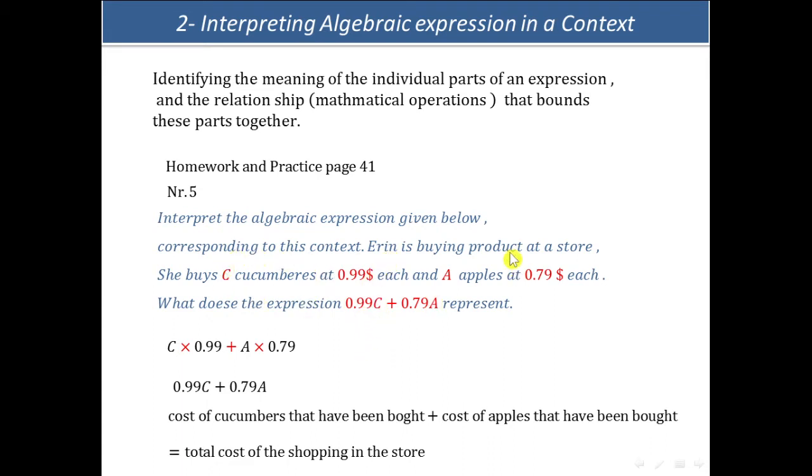So as you see from the context here, where are the actors, where are the parts of the equation? The context has C, and the money is 0.99, and A, also another actor, and the money. I have to find a way to connect these together with plus, minus, multiplication, or division. So let us find another story.